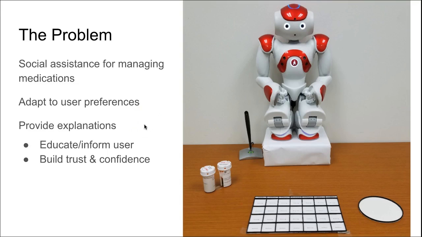And these explanations can serve a couple of different purposes. One is it can be used to educate or inform the user. If a person's taking 5 or 10 medications a day, it can be very hard to keep track of all of the different constraints and rules for each medication. But also it can serve to help build trust and confidence in the robot as a tool that can help assist with the daily activities.